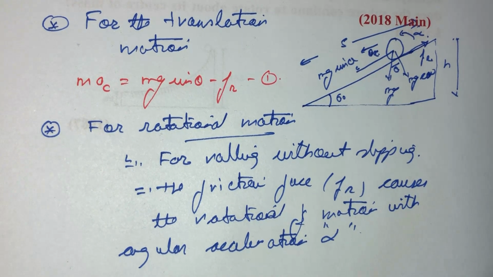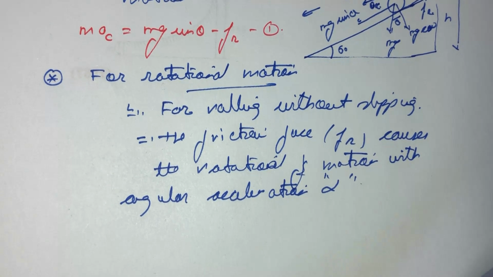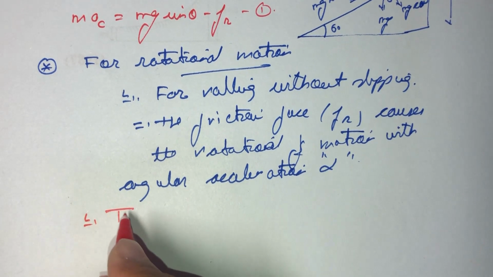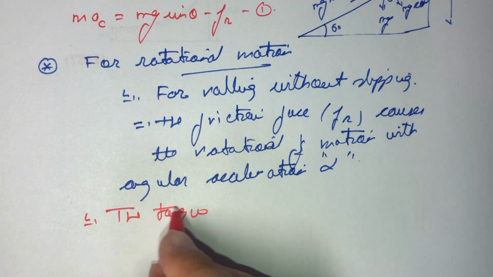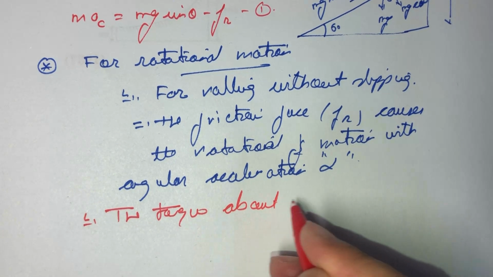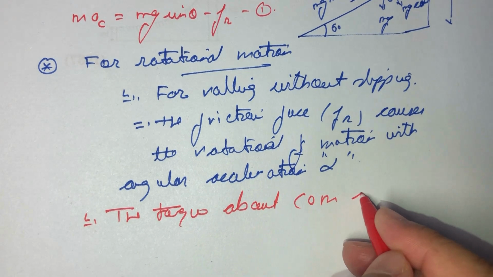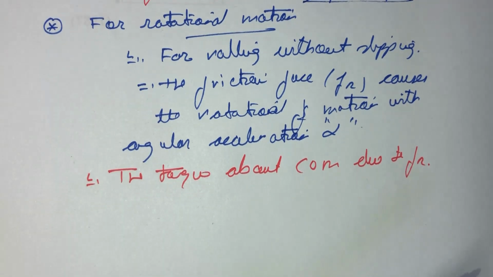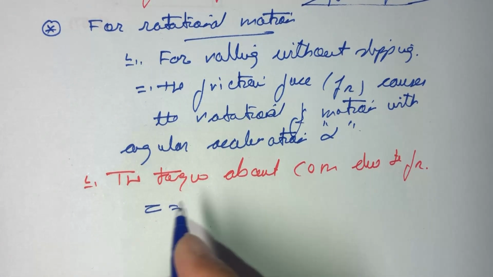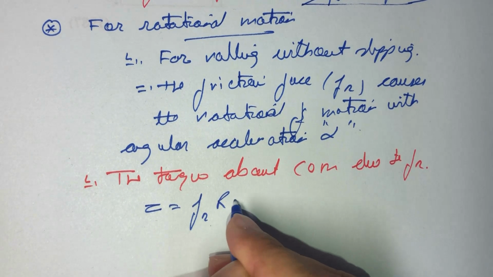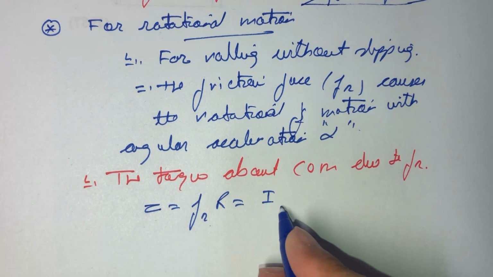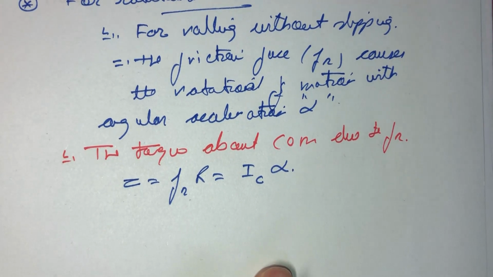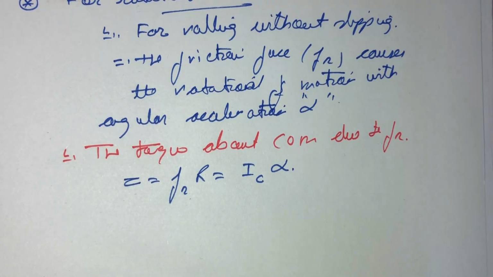Therefore, we can say that the torque about the center of mass due to Fr, which is a frictional force, will be given as tau equal to Fr multiplied by r, that is the radius, and which will be equal to Ic multiplied by alpha, where Ic is the moment of inertia of the disc as well as the ring, whichever object we are going to take.